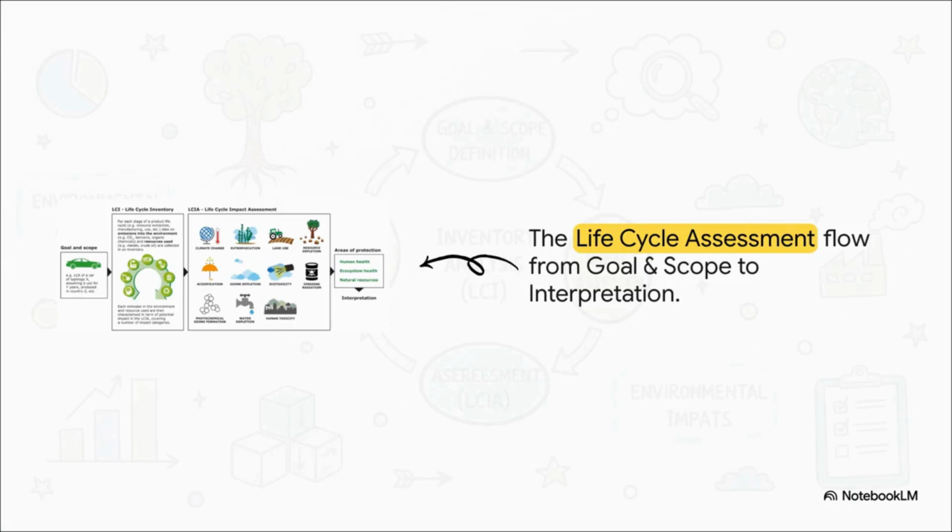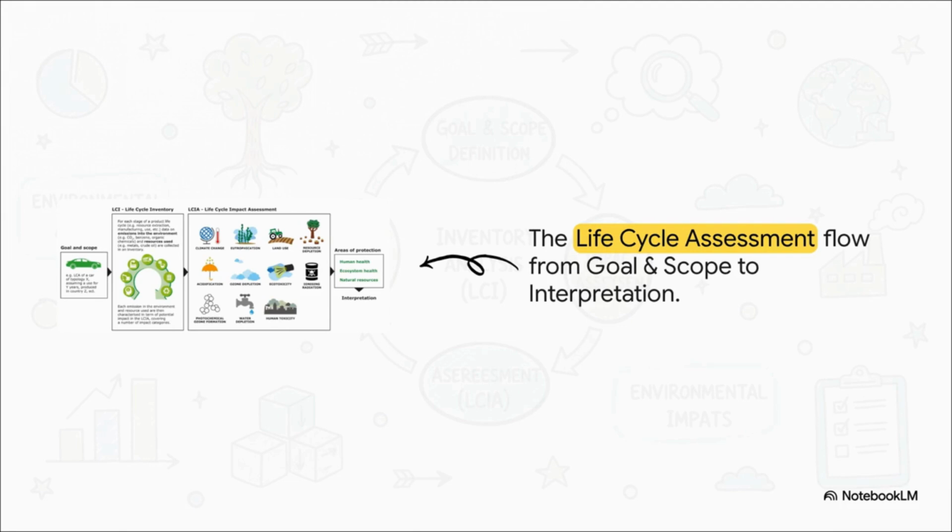Now, what's really interesting here is how we map the actual journey of a product. We start right at the beginning with the goal and scope. Let's say deciding to look at a specific type of car. Then we move into the life cycle inventory, or LCI, where we literally catalog every single resource used and emission released across its entire life. We're talking from raw resource extraction all the way to final disposal. From there, that massive inventory of data flows into the impact assessment.